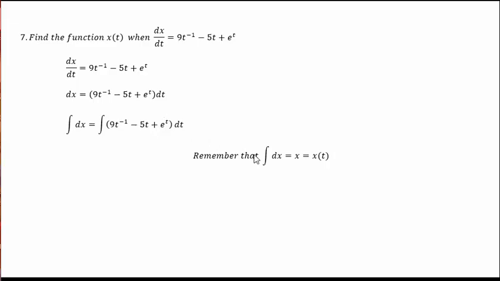Remember that the integral of dx is simply x, and we can also write this as x of t since t is our variable here. And so we would rewrite this as x equals 9 log of t minus 5 over 2 t squared plus e to the t plus integration constant c. And to arrive here, we simply used our power rule and natural log rule as well. Now that we have it in this form, that's our final answer.